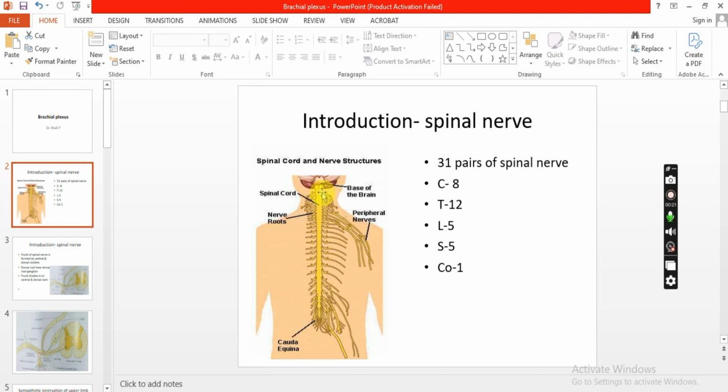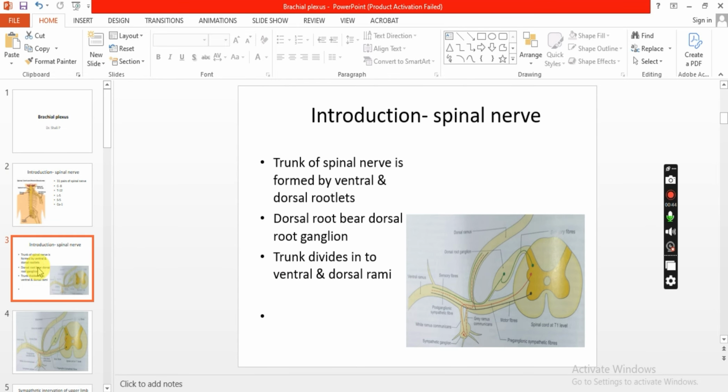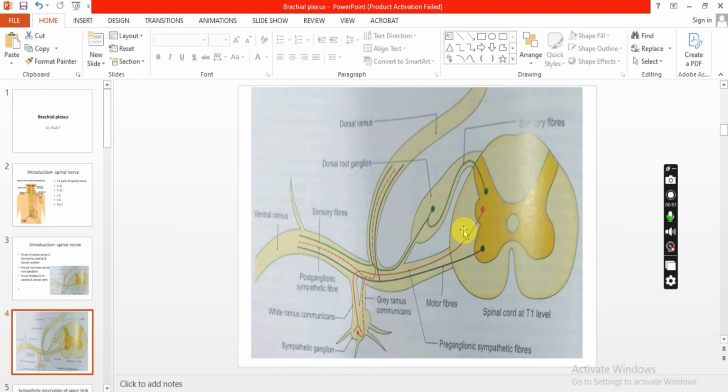So the spinal cord, the caudal part of the central nervous system, gives attachment to 31 pairs of spinal nerves: 8 cervical, 12 thoracic, 5 lumbar, 5 sacral and 1 coccygeal nerve are attached to the surface of the spinal cord. Okay. So how a spinal nerve is formed and how it's coming out, let's see a bit of detail about this.